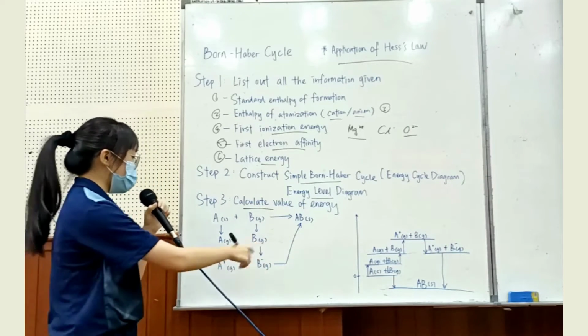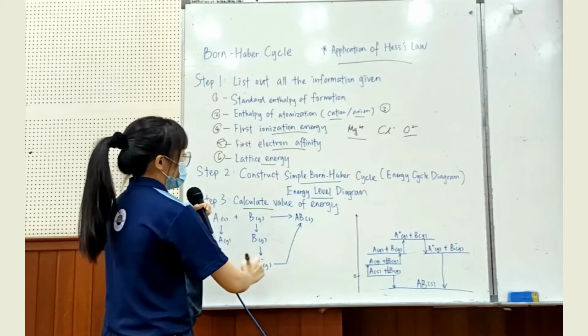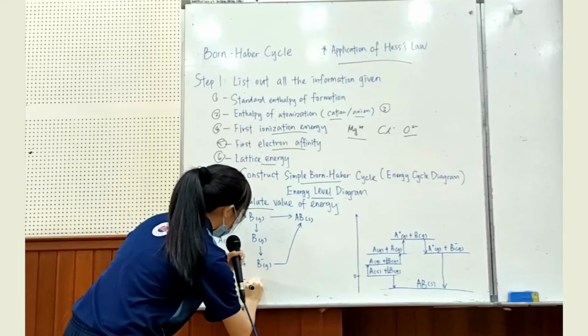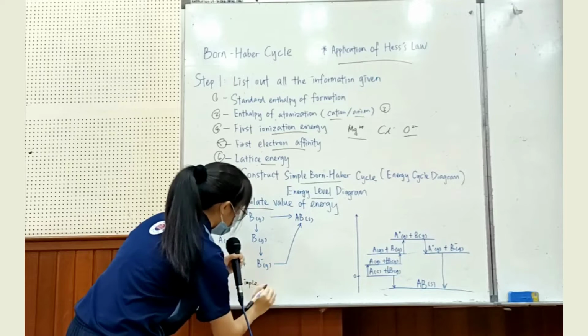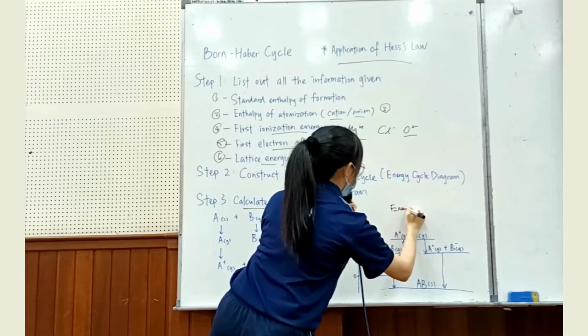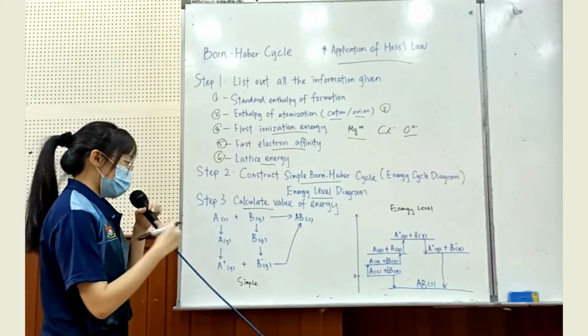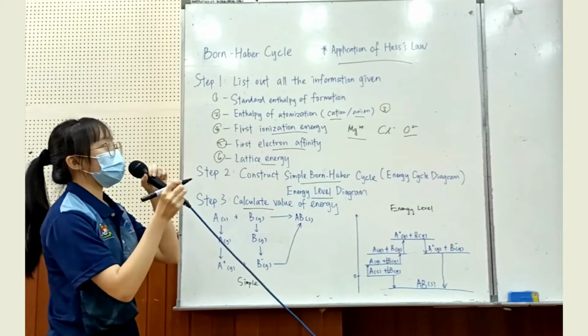Here I have drawn two of the Born-Haber cycles. The first one is the simple Born-Haber cycle, and this one is the energy level diagram. As we stated, the Born-Haber cycle is the application of Hess's law.